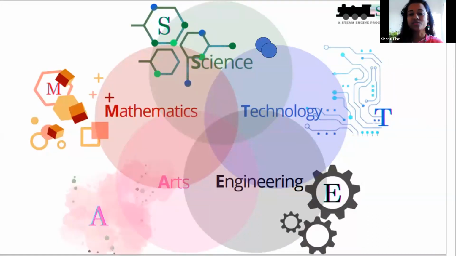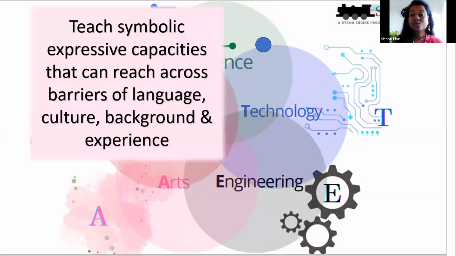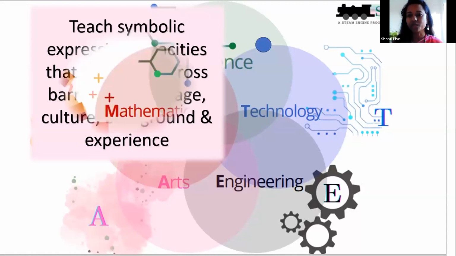Along with engineering, very, very important is arts. तो आर्ट्स क्या करता है? आर्ट्स हमको symbolic expressive capacities बताता है, and that can reach any language, any culture, any background and experience. अब तक क्या होता है कि there is a language barrier, a culture barrier, a background or experience barrier. All these can be wiped out with the help of introducing arts. तो इतना पावरफुल ये आर्ट्स का फॉर्म है जिसे हम यूज कर सकते हैं. How we can do it, I will explain in some time.